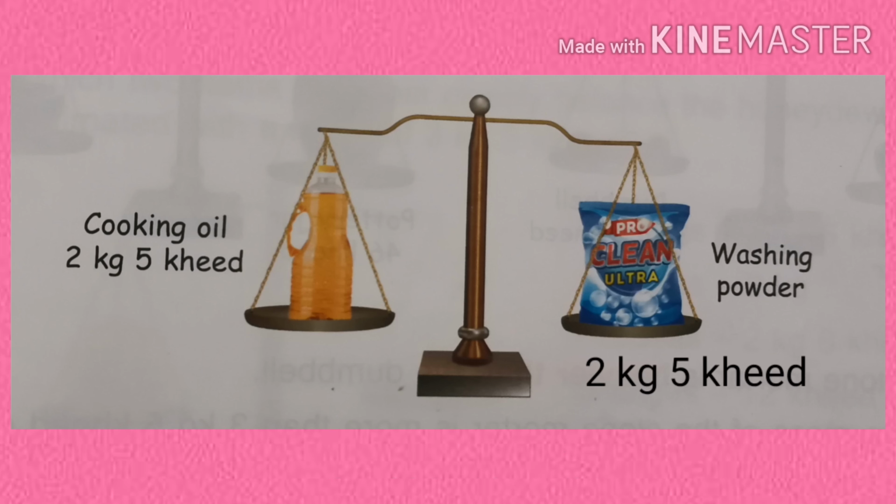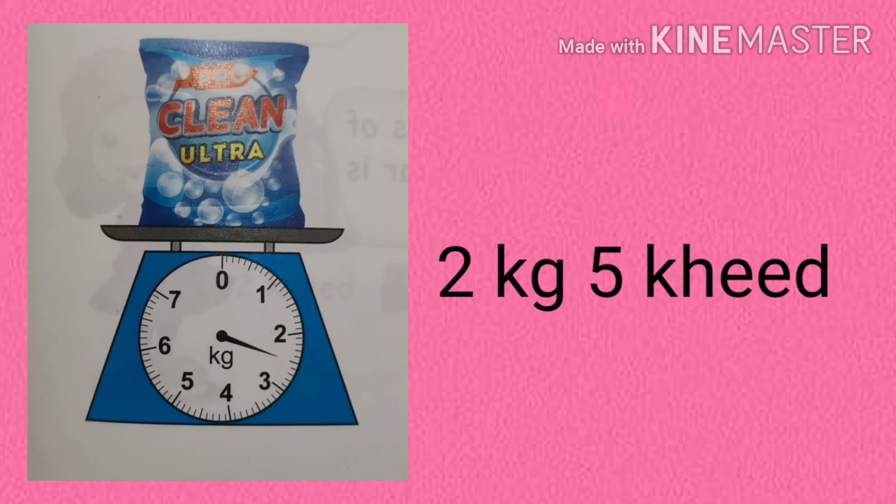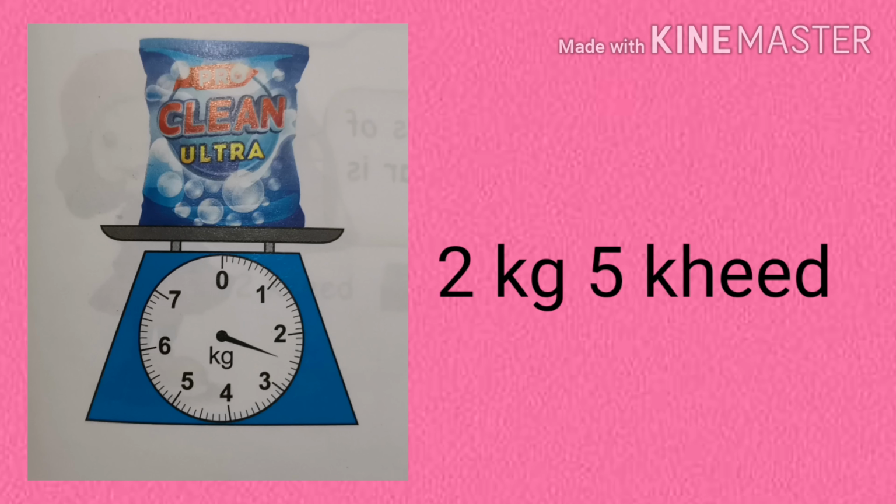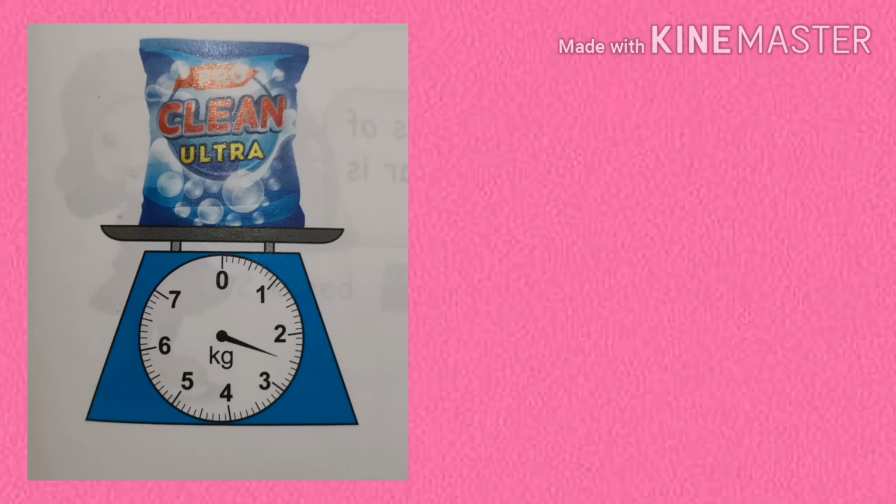Now, how do you confirm the mass of the washing powder? We can weigh it to confirm your estimate. The actual mass of the pack of washing powder is 2.5 kg. Look at the picture.